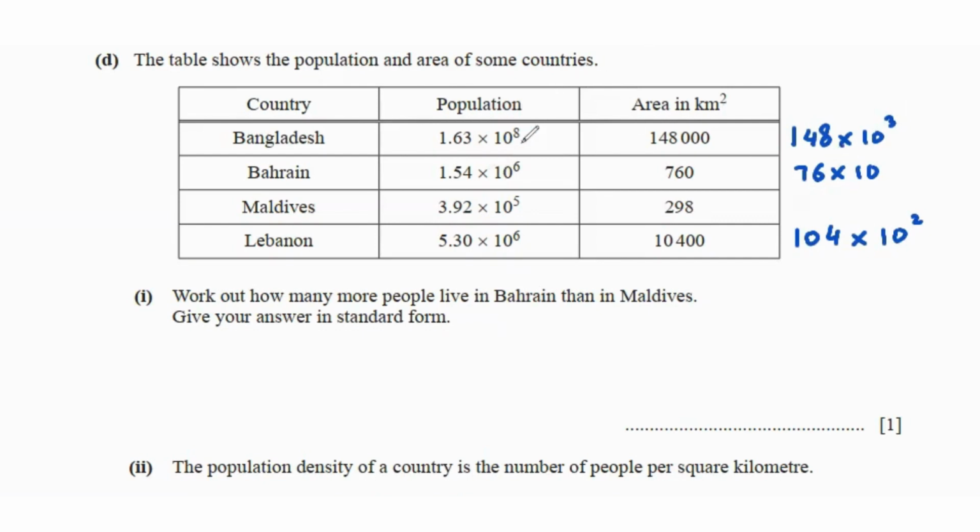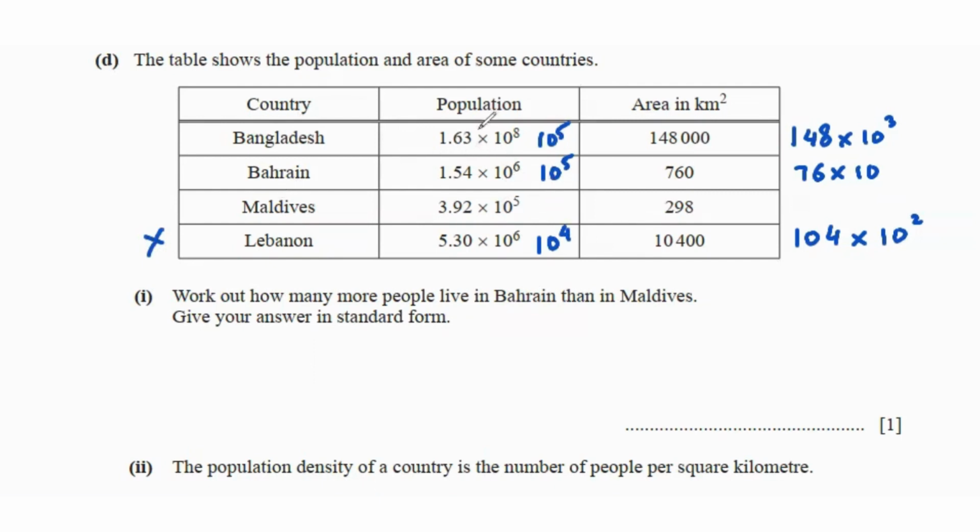So if we divide 10 to the power 8 by 10 to the power of 3, we would have 10 to the power of 5 over here. 10 to the power of 6 divided by 10 would be 10 to the power of 5 again. 10 to the power of 5 remains the same. And 10 to the power of 6 divided by 10 to the power of 2 would be 10 to the power of 4. So we know Lebanon is out of our options because you want the highest population density.